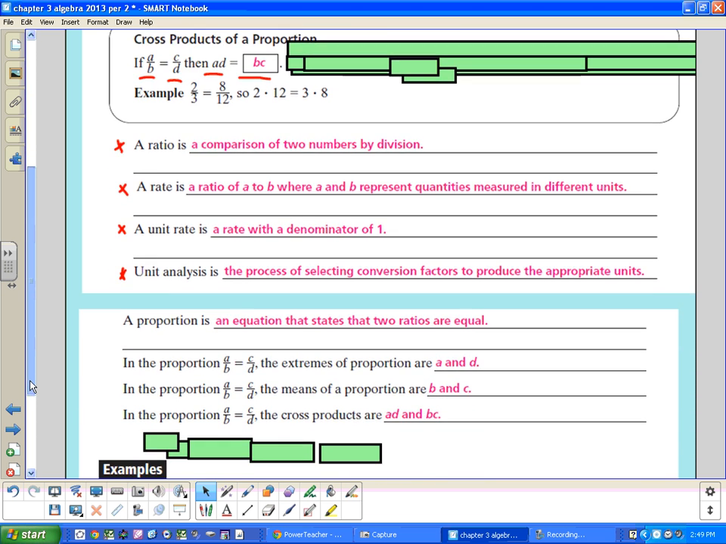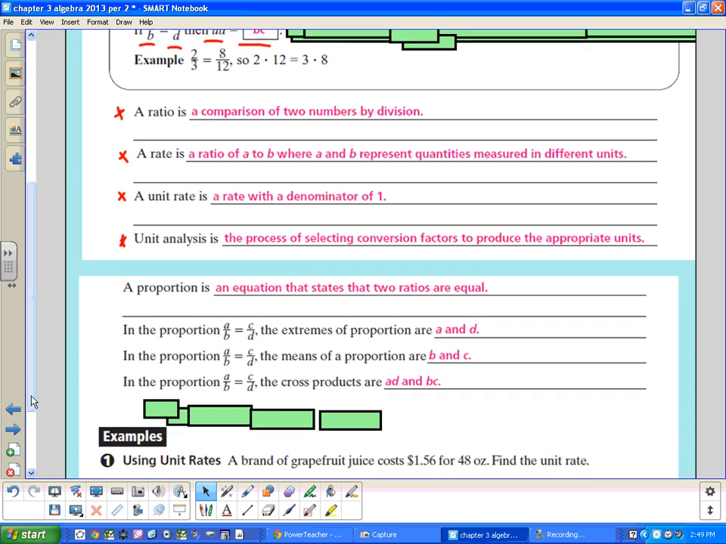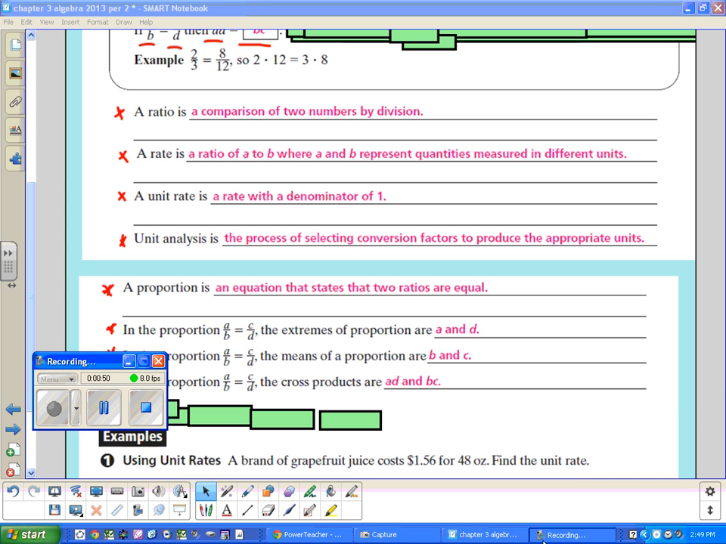And we have proportion and the cross multiplication on the proportions down here. So if you could fill those in your notes for part of your homework assignment tonight.